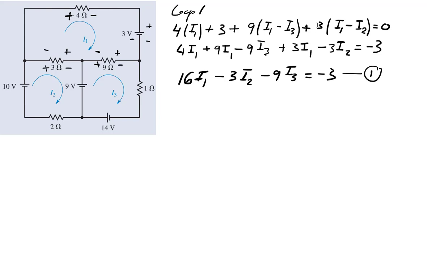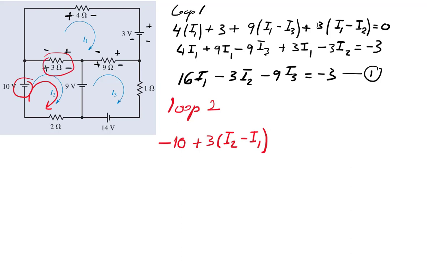Okay, now we look at loop 2, this one. We have minus 10, this is this source, plus 3 times I2 minus I1. This is taking place here. Then we have this part, plus 9, plus 2I2 equal 0. This is the 2I2.